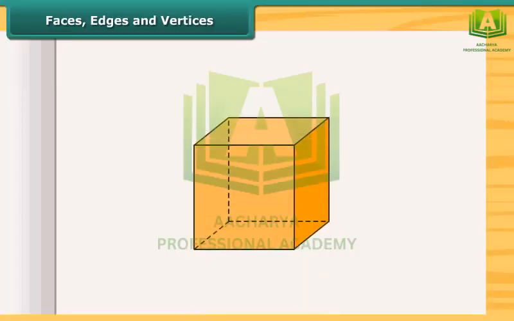Look at this cube. This is the face of a cube. This is the edge of the cube and this is the vertex of the cube. An edge is a line segment where the faces meet, and the vertices are the points where the edges meet.